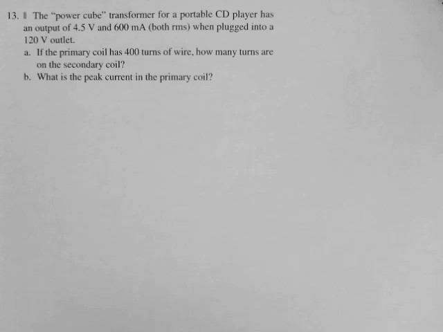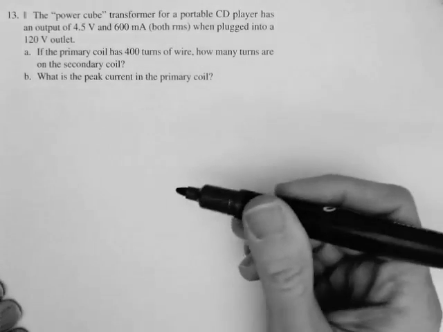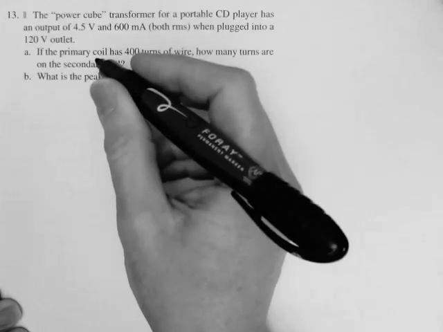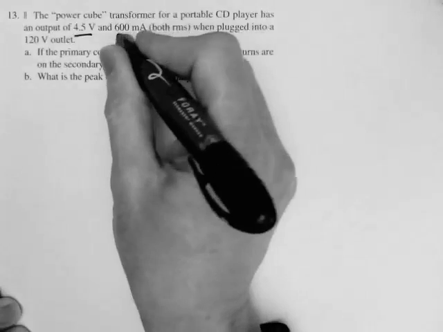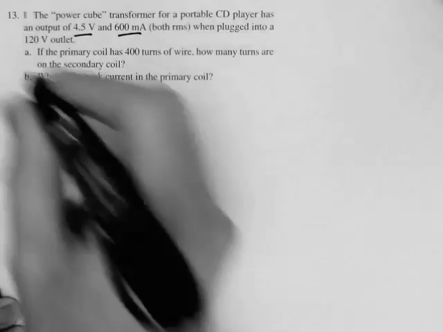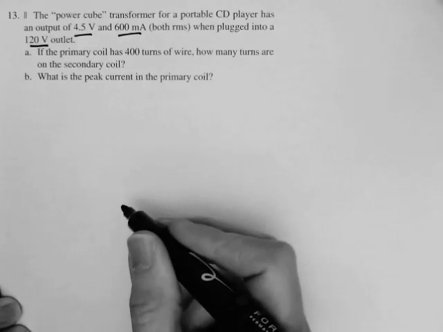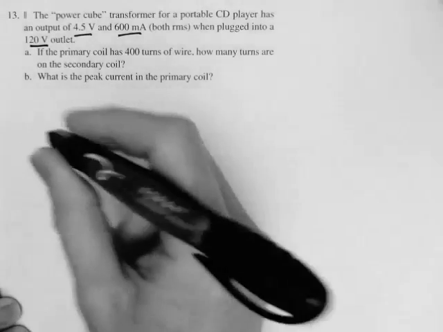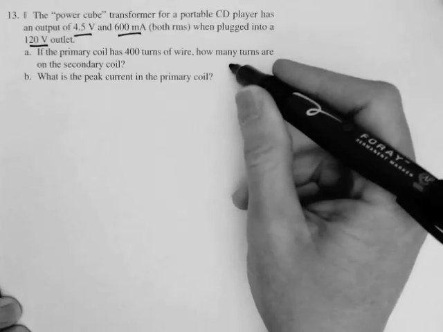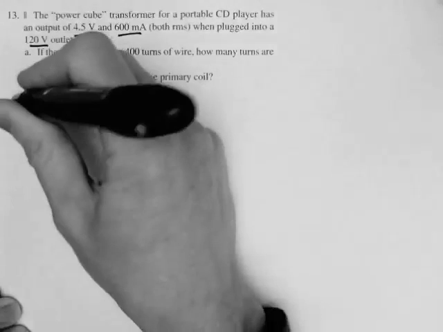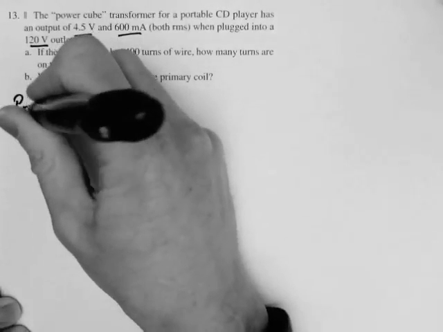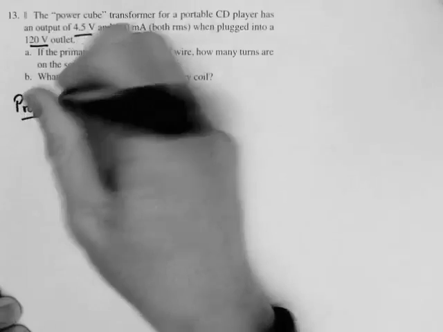This is a question about a transformer. If you have one of those little power cubes, the little wall warts that run portable electronics, it has an output of 4.5 volts and 600 milliamps when it's plugged into a 120 volt outlet. And we were asked about the number of turns on the secondary coil and the peak current in the primary coil. But before we get to calculating that, let's do some preparation.